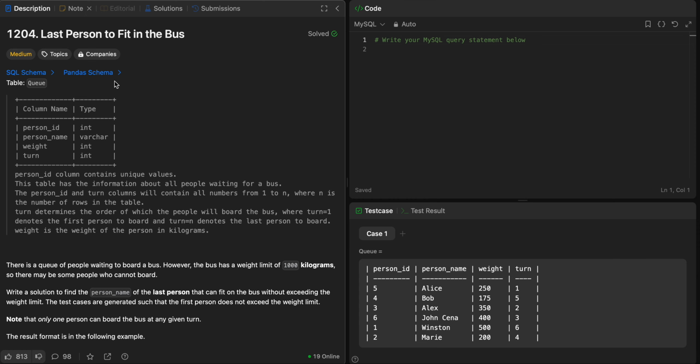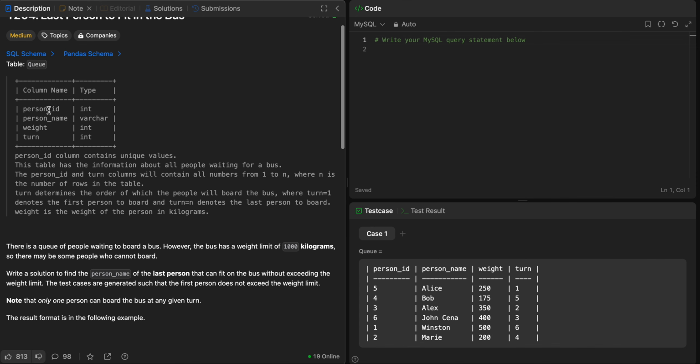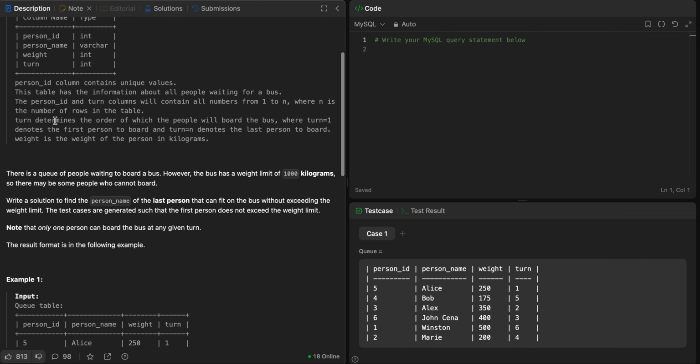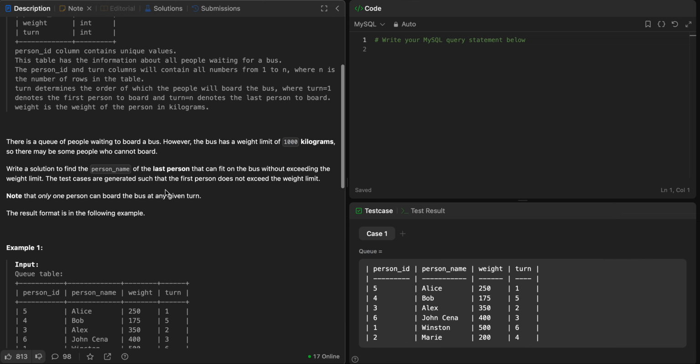This is question number 1204, last person to fit in the box. In this we have given a table named Queue, in which we have 4 columns: person ID, person name, weight and turn. In this we have to find the queue of people waiting to board a bus. However, the bus has a weight limit of 1000 kilograms. So there may be some people who cannot be boarded.